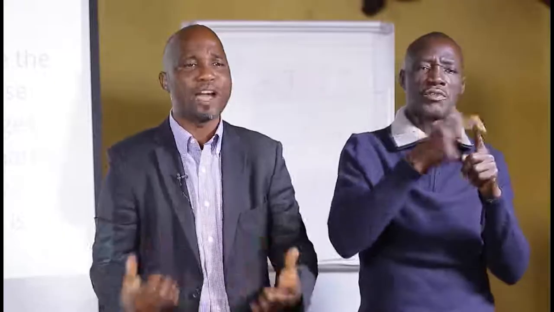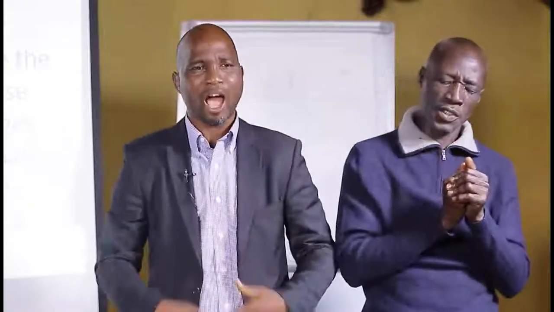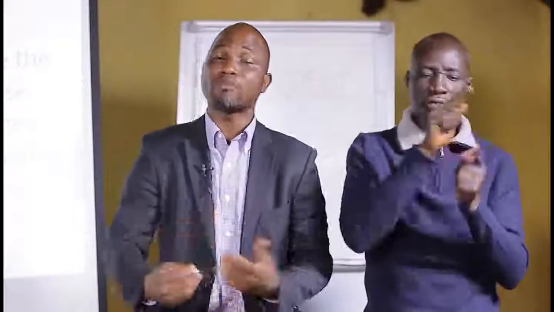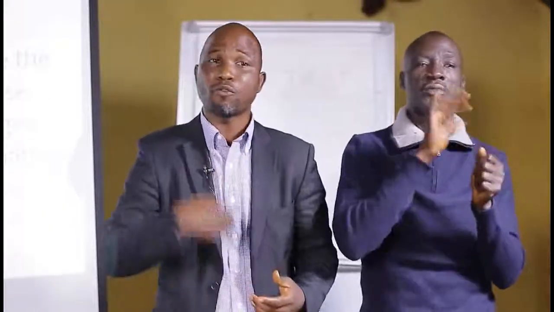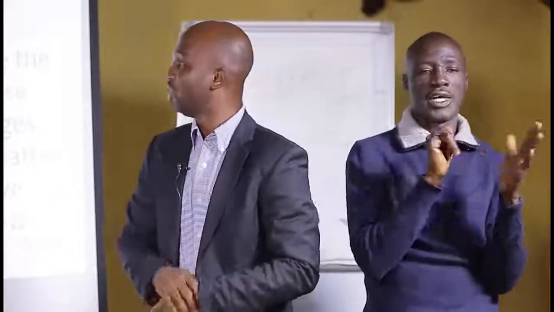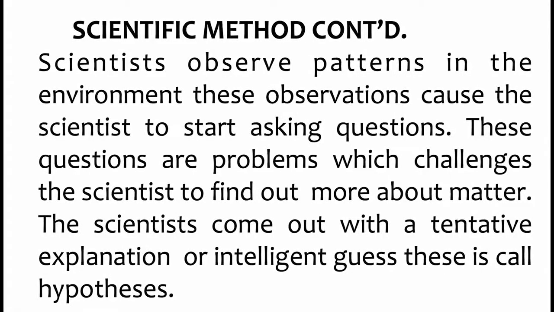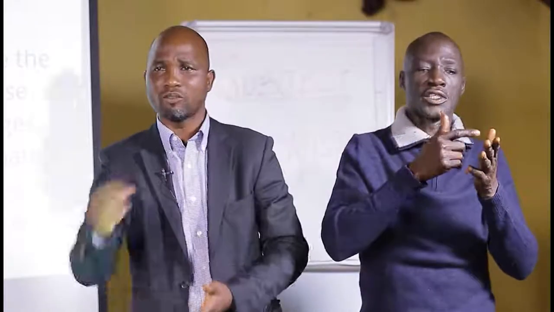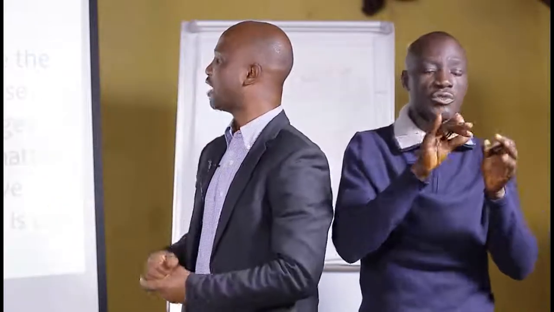Then scientists begin to find out, oh, this was not like this before. How come these things are changing? And when they find out, it becomes a problem to them. And looking for a solution to that problem is what we refer to as scientific method. Remember, I said that this observation caused the scientists to start asking questions. These questions are problems which challenge the scientists to find out more about matter. Now, this quest to know more about matter as a result of this problem is what we are talking about.